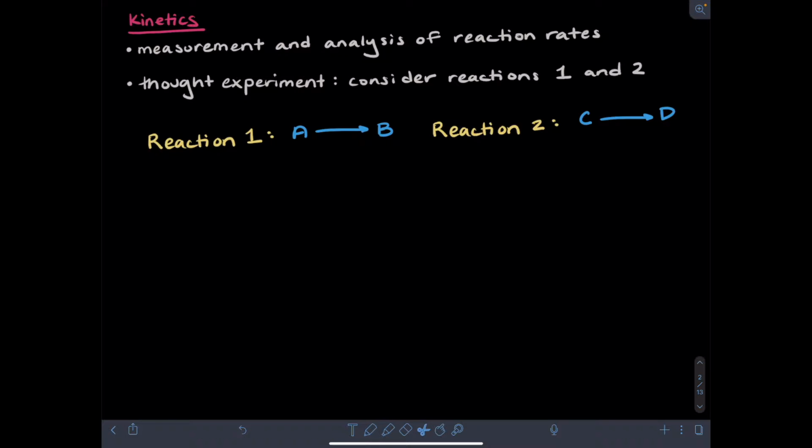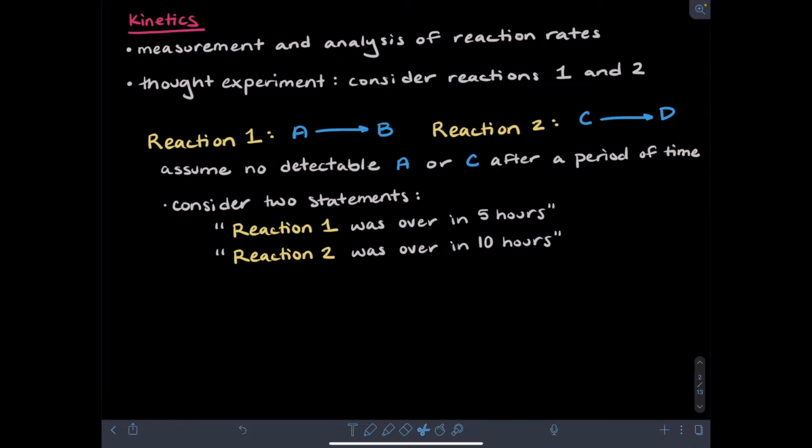Before we delve into specifics, I want to go through a thought experiment. Consider two reactions below. Reaction 1 has a starting material A converting to B, and reaction 2 has starting material C converting into D. I want you to assume that after some period of time, you can no longer detect any A or C starting materials in these reactions. I want you to consider two statements. Reaction 1 was over in 5 hours, and reaction 2 was over in 10 hours.